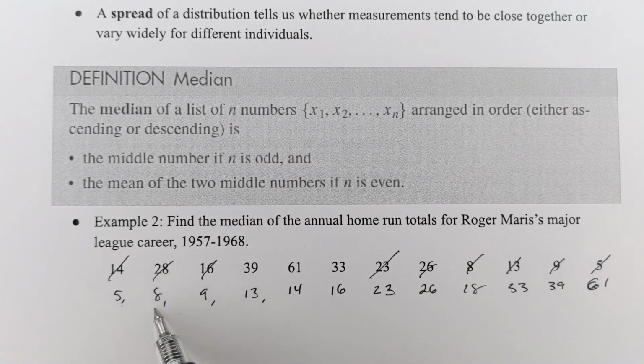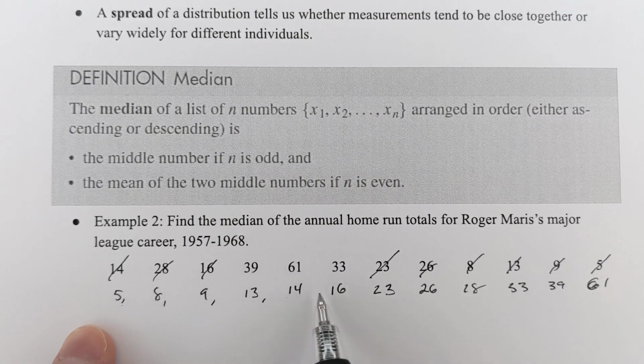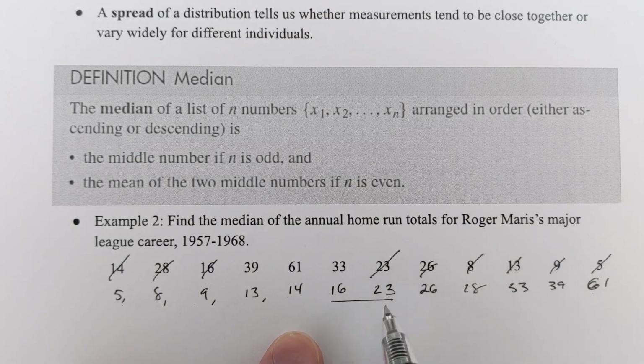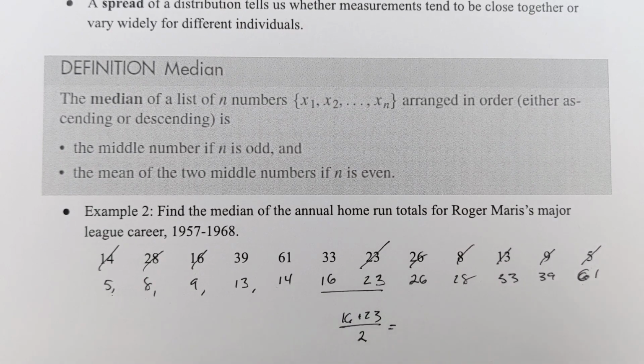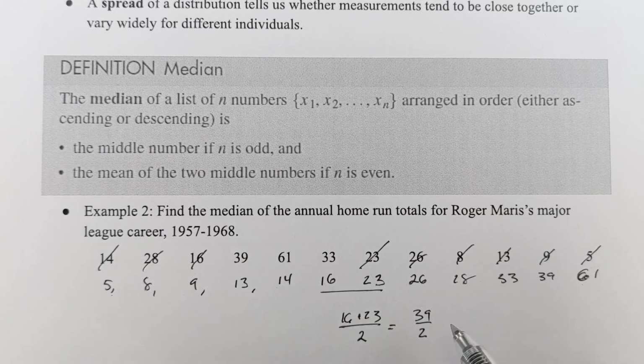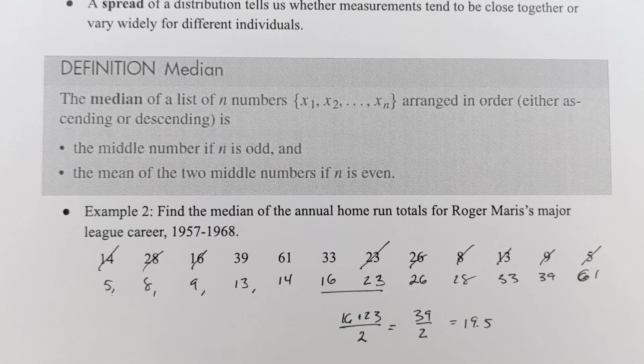So we've got 1, 2, 3, 4, 5, 6, 7, 8, 9, 10, 11, 12 numbers. So I need the middle two. That'd be 1, 2, 3, 4, 5, 6. These two are the middle two, the 6th and 7th numbers. So 16 plus 23 divided by 2. That's going to be 39 divided by 2, which is 19 and a half. So the median number of home runs he hit was 19.5, the number that lies exactly halfway in the middle here.